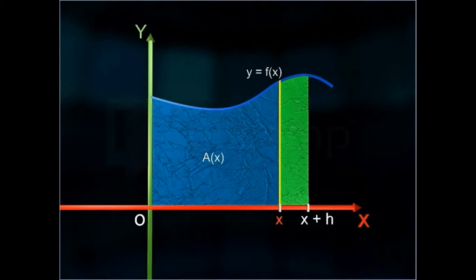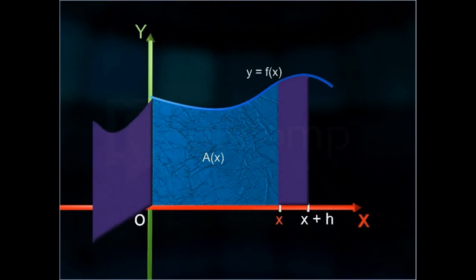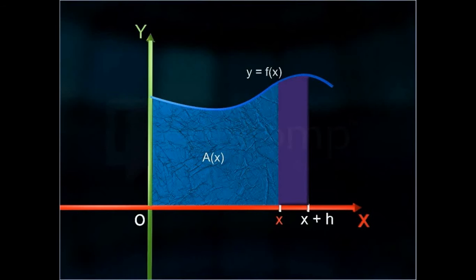between x and x plus h can be computed by finding the area under the curve between 0 and x plus h and then subtracting the area between 0 and x from it. Thus, A of x plus h minus A of x represents the area under the curve between x and x plus h.